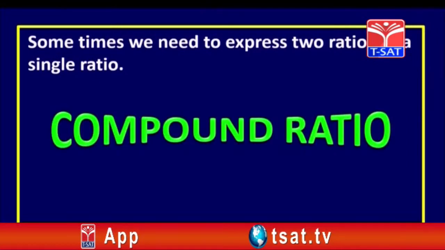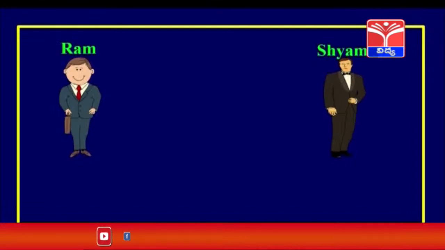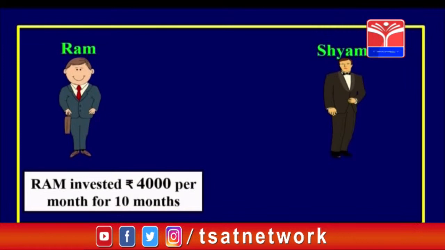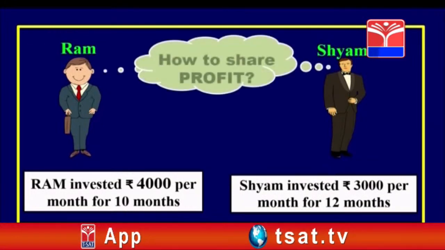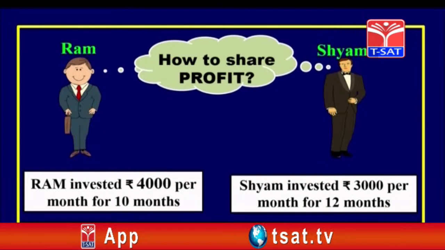Now let us try to understand the concept, children. So consider here two gentlemen, Mr. Ram and Shyam. Ram has invested 4,000 rupees per month for 10 months and Shyam invested 3,000 rupees per month for 12 months. So how do they share their profits? Let us find out, children.